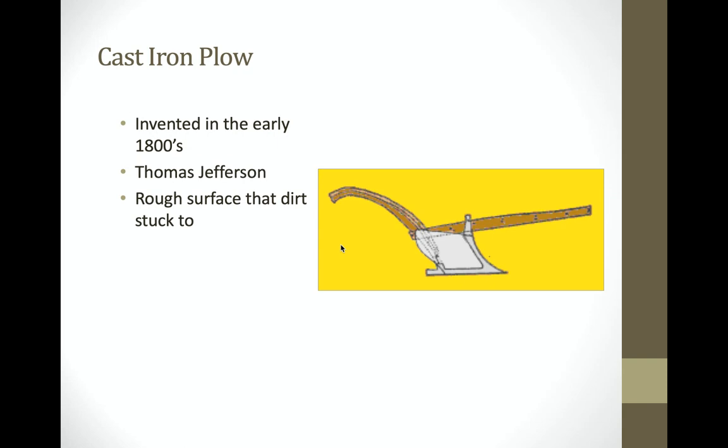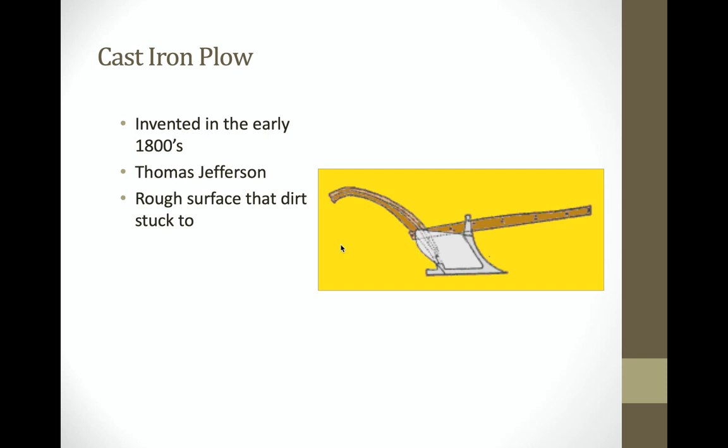The next invention that we're going to take a look at is the cast iron plow. And I know you've heard of Thomas Jefferson, but Thomas Jefferson was a really big inventor. He invented a lot of different things, and one of the things that he invented was this cast iron plow, and the purpose was to be able to break the soil so that you could get it prepared for planting or whatever you needed it for.